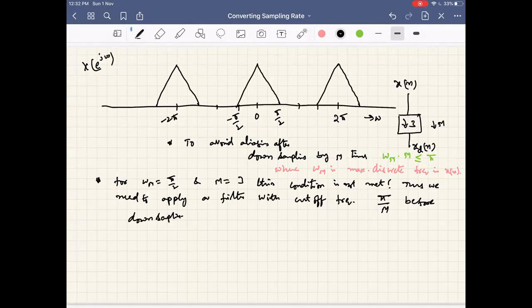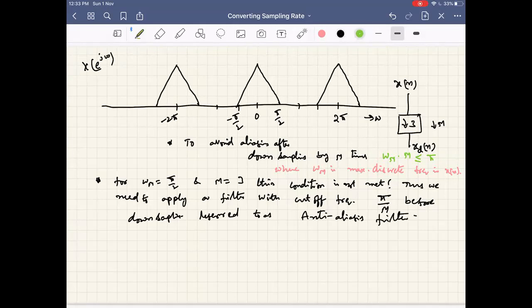Why should we apply it before downsampling? Because then only we can limit the aliasing. After downsampling, anyway, everything gets aliased if the condition is not satisfied. So to avoid aliasing, you should apply what is referred to as an anti-aliasing filter.